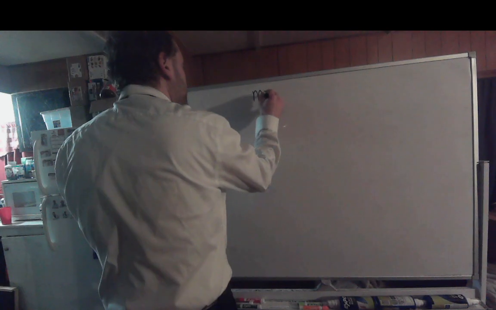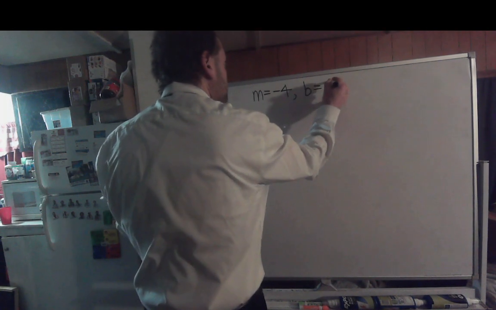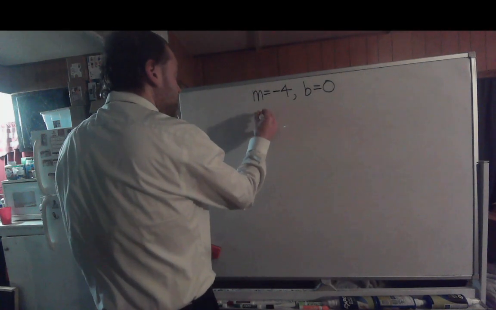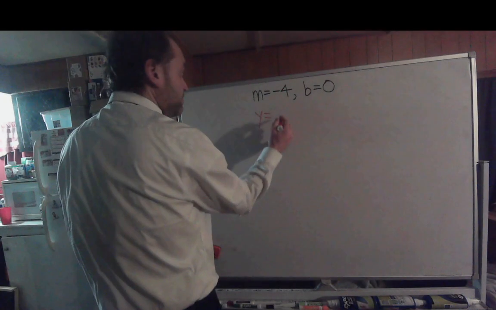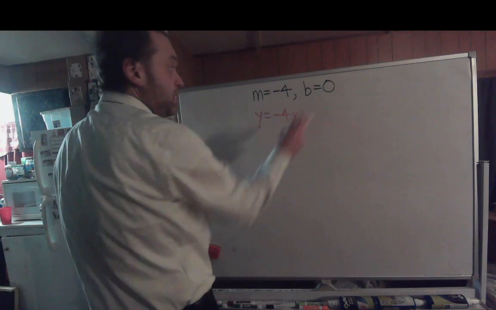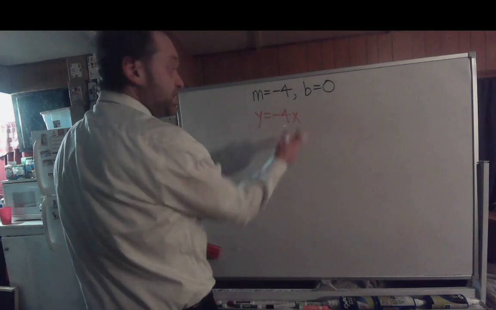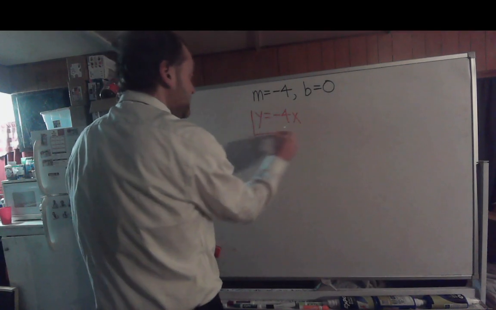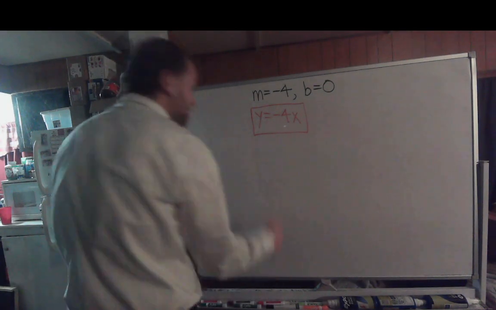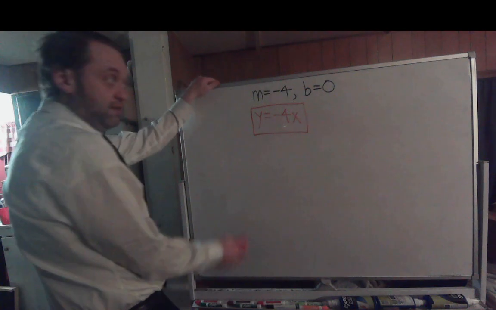Alright, so let's see. We have m equals -4, which is your slope. We have b, which is your y-intercept, equal to 0. So again, we will take y, set that equal to your slope of -4 times x, plus your b, your y-intercept of 0. Well, -4x plus 0 is just simply -4x. So the equation of the line we'd be looking for is y equals -4x.